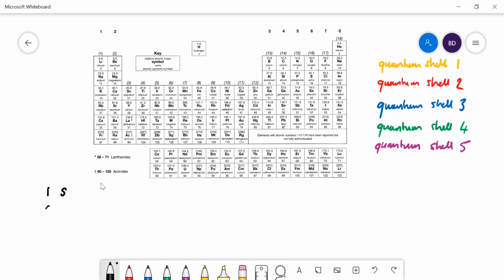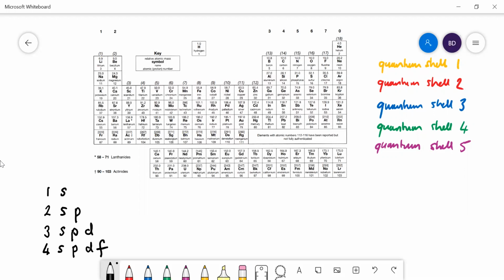In the second principal, so the second shell out, you have S, and then you also have P. In the third, you have S, P, and then you have D. And in the fourth, you have another orbital, that's the F. That's possible. S, P, D, and F.